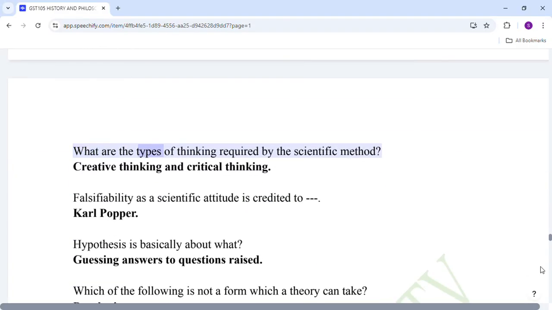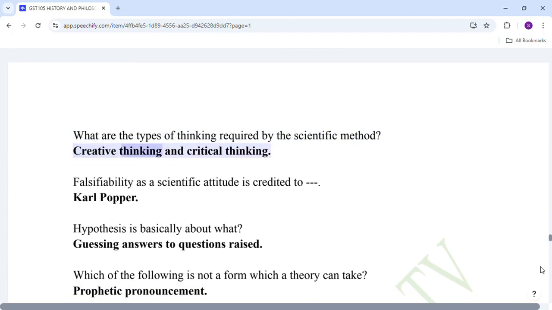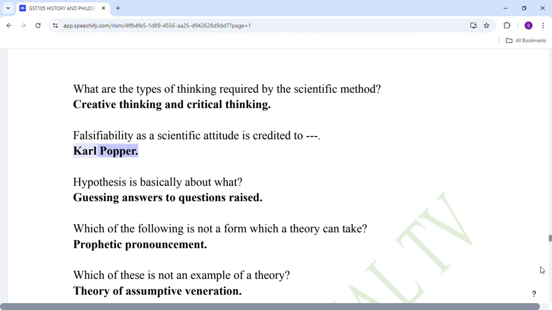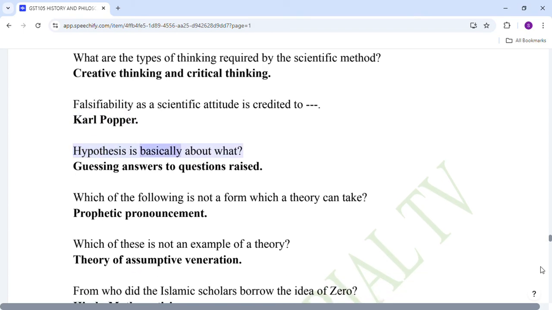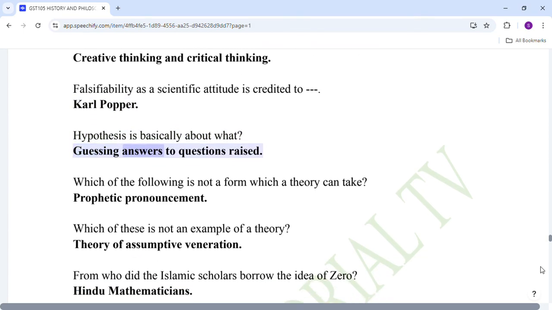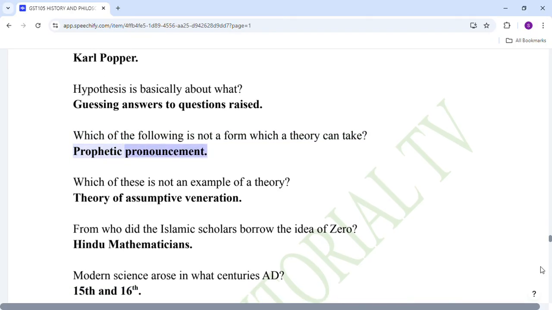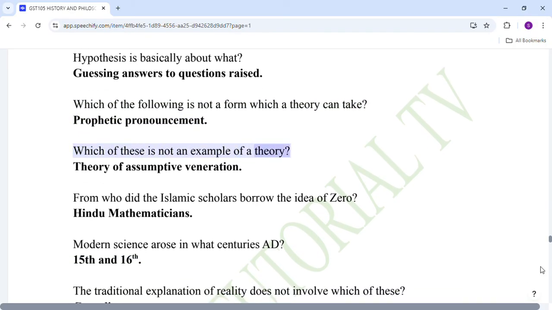What are the types of thinking required by the scientific method? Creative thinking and critical thinking. Falsifiability as a scientific attitude is credited to Karl Popper. Hypothesis is basically about what? Guessing answers to questions raised. Which of the following is not a form which a theory can take? Prophetic pronouncement.